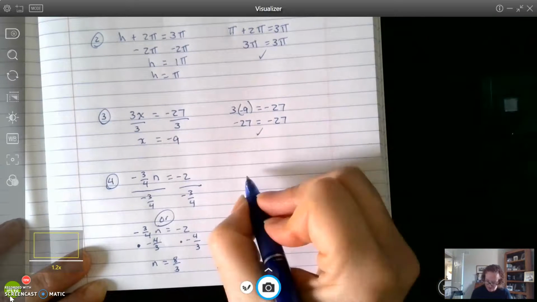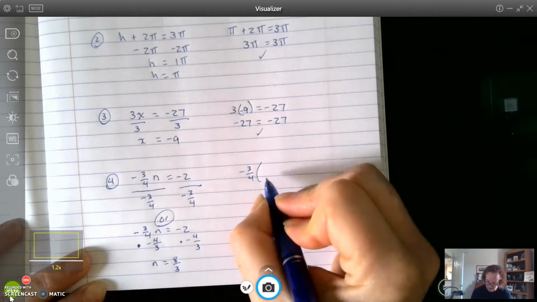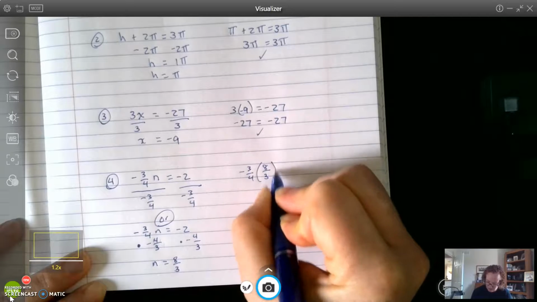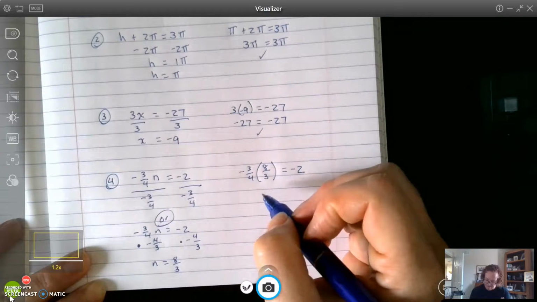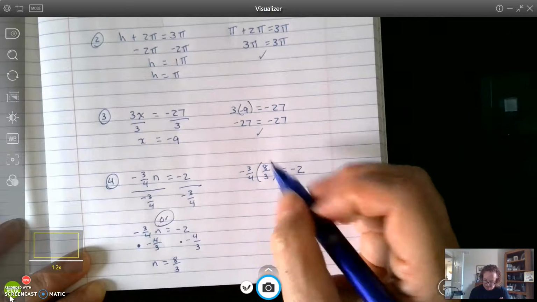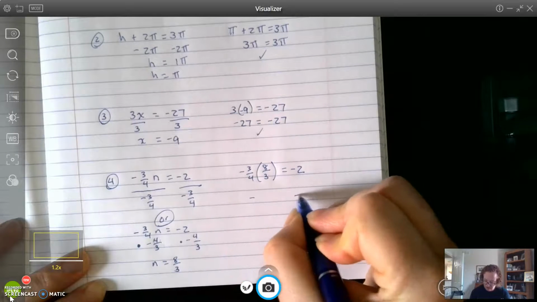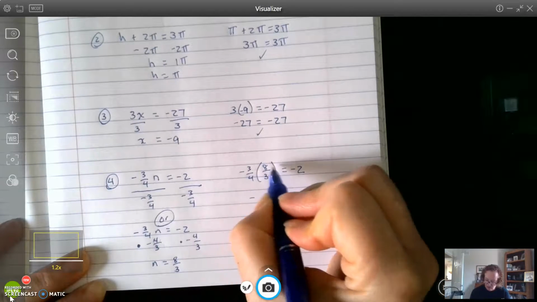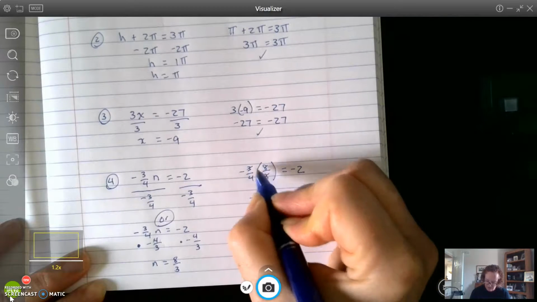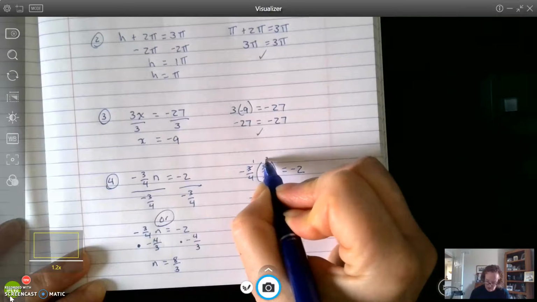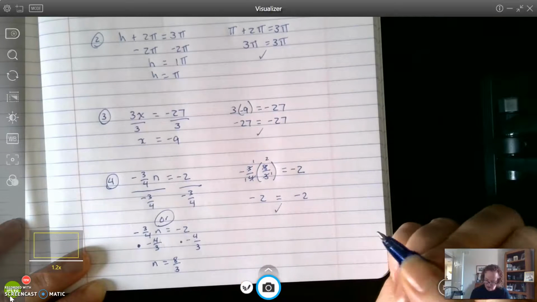Again, I'm not done. I need to double check, so I've got -3/4. I'm saying that n is 8/3, so I'm going to put that in parentheses. That whole thing should equal -2. And I've got a negative times a positive, so that's going to equal a negative, so I'm good on my negatives. Then I'm going to multiply these two fractions, and if you remember, I can cross cancel, so that becomes a 1 and that becomes a 1. That's a 2, and that's a 1, so this is -2 equals -2. I've checked and I'm happy.